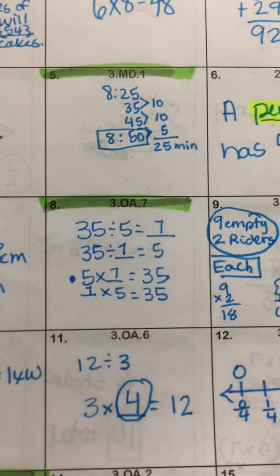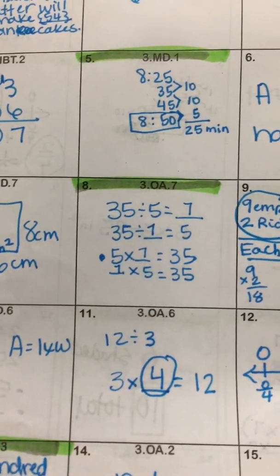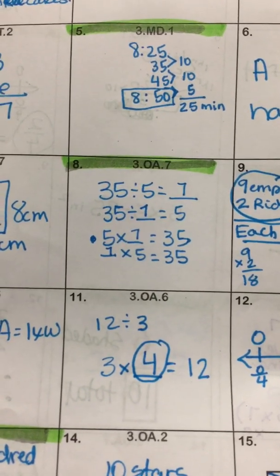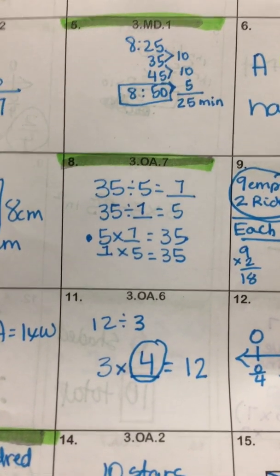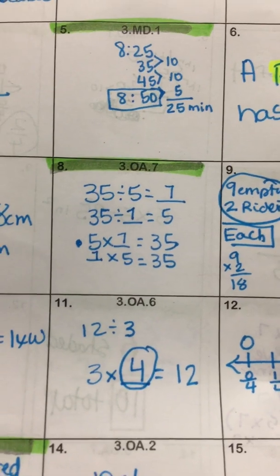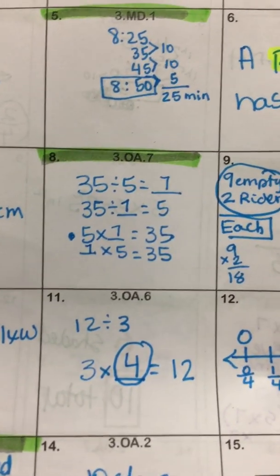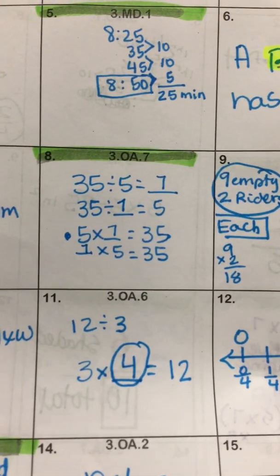Number 8 is where I think it asks you to do a fact family. 35 divided by 5 is 7. 35 divided by 7 is 5. So what would be the other fact? It would be 5 times 7 equals 35.